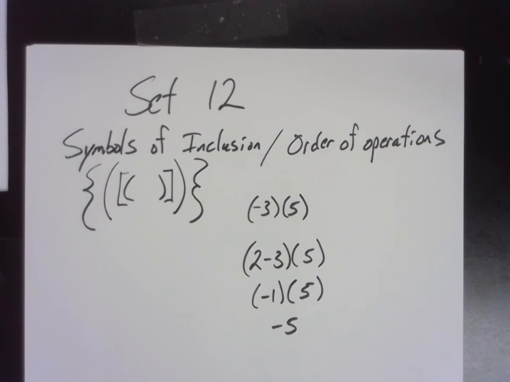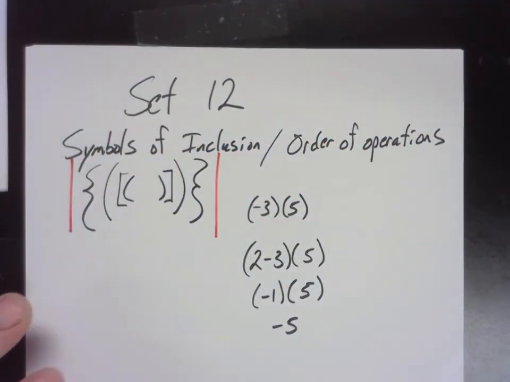Parentheses aren't even an operation. They don't even do anything. They just say, okay, in here, let's get this done, and then worry about everything else. Can you think of another symbol of inclusion that we've dealt with? In fact, we did it on number 20 from the last chapter. Yeah, I heard it, absolute value.